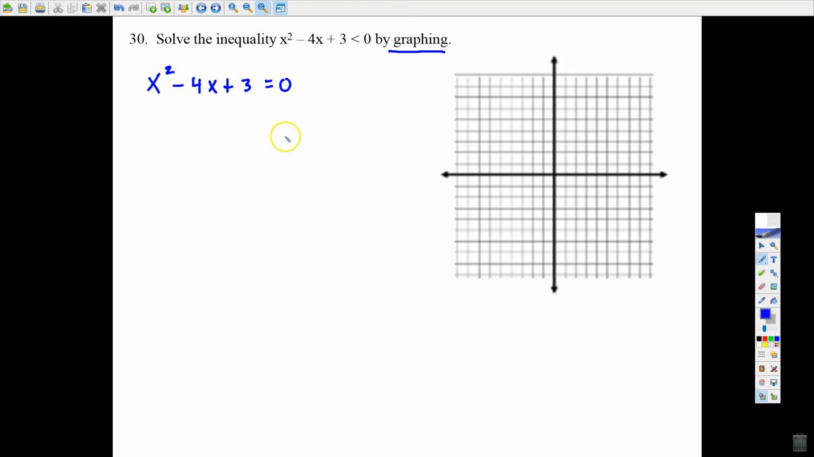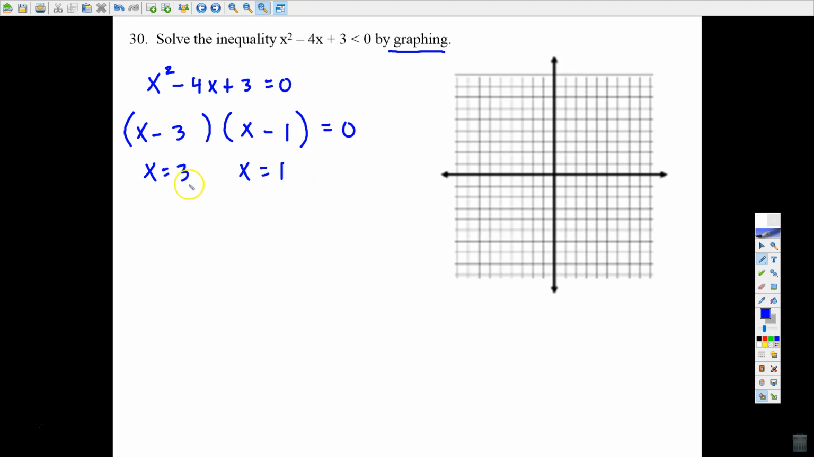Okay, so there's a couple of ways. This one just happens to be factorable. That's not always going to be the case. If factoring isn't possible, you'll need to use the quadratic formula. But I'll go ahead and show this one as the factored form. So the factors of 3 that add up to -4 are (x - 3)(x - 1). So the solutions to this quadratic equation are 3 and 1.